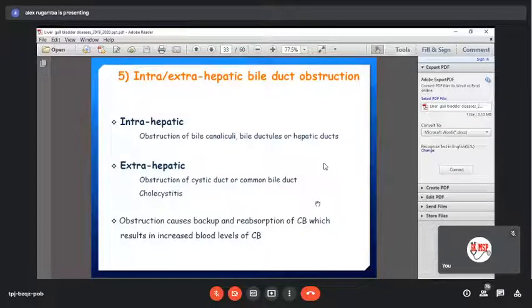cholestasis means any condition in which the flow of bile from the liver stops or slows. So if there is a slowing or stoppage of the flow of bile from the liver, then we call it cholestasis. This may be caused by obstruction of the bile ducts, and this obstruction causes a backup and reabsorption of conjugated bilirubin, which will result in increased blood level of conjugated bilirubin.